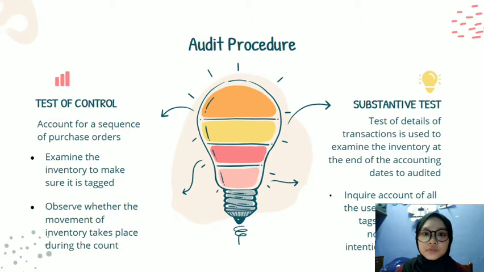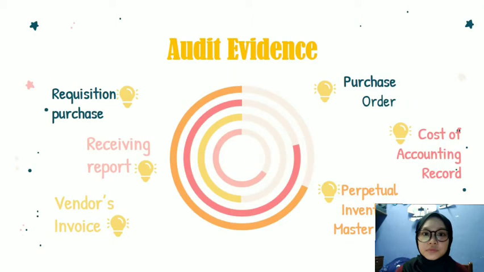Second, for the substantive test, we need to do tests of details of transactions that will be used to examine the inventory at the end of the accounting date that needs to be audited. The audit evidence for both tests, which are the test of control and the substantive test, is requisition purchase, receiver report, vendor invoice, purchase order, cost of accounting record, and perpetual inventory master file.